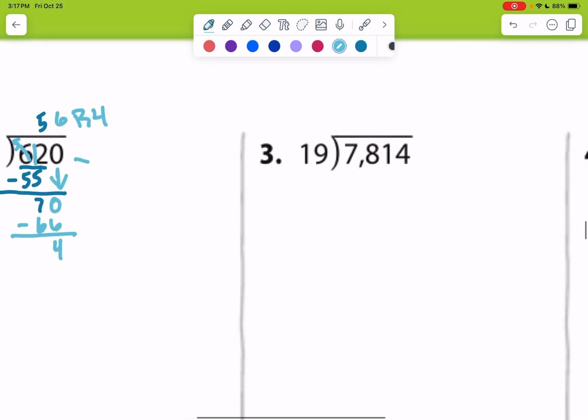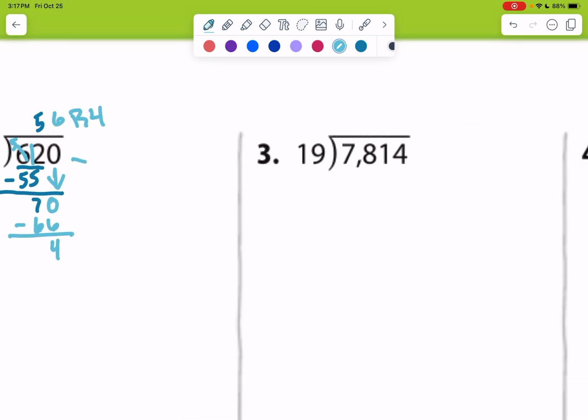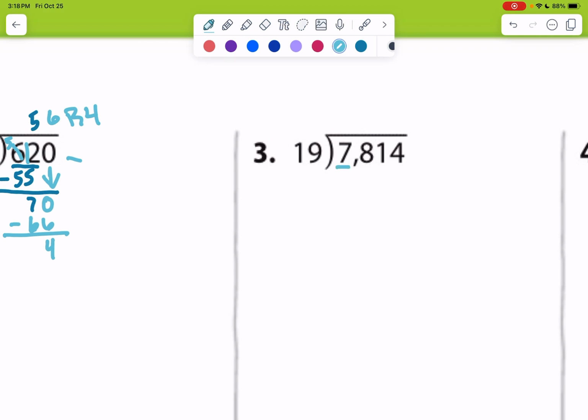Okay, moving on. Now I have 19 into 7,814. Or I can read this as 7,814 divided by 19. What I need to think about is, can I make a group of 19 out of 7? No. How about 78? Definitely. Now, I'm going to round 19 to 20 and skip count to see about how many times it will go into 78. So that's 20, 40, 60, 80. I don't think 80 is going to work. I'm going to try times 3. 3 times 9 is 27. 3 times 1 is 3, plus the 2 is 5.